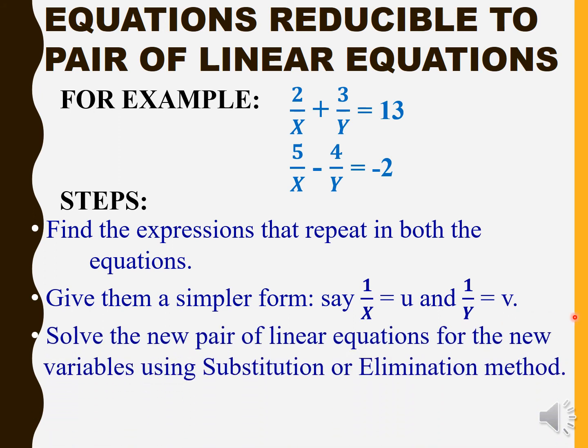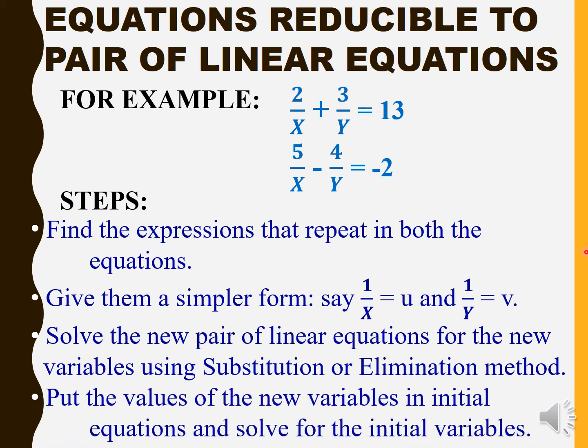After that, we have to solve the linear pair of equations. When we substitute 1 by x and 1 by y as u and v, we get equations in linear form. Then we have already learned how to solve them using the substitution or elimination method. We can use either of the two methods. Then we put the values obtained for u and v and get the values of x and y from these two equations again.